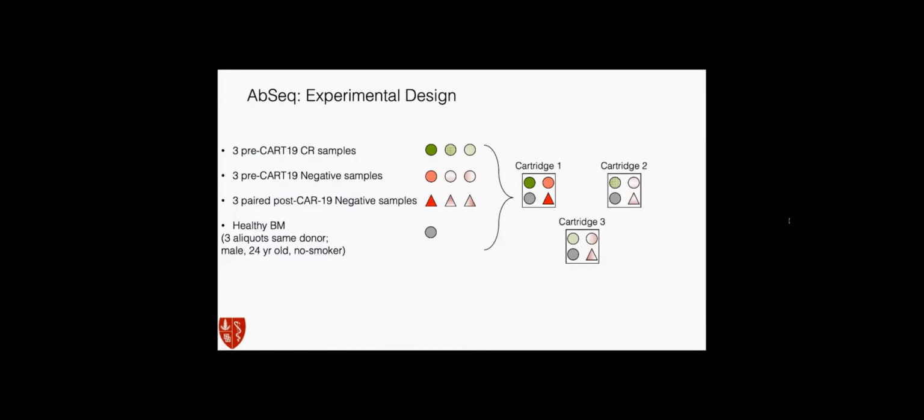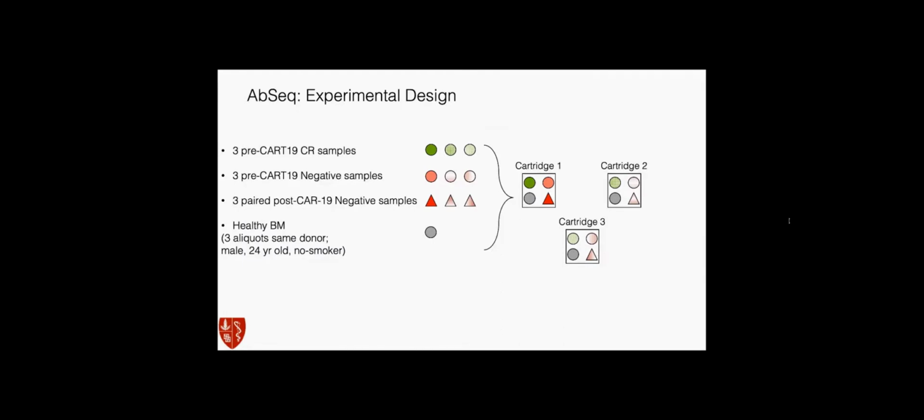So what we did is we did a total of 9 samples: 3 patients who before got their CAR and who ended up having a complete response, 3 patients who ended up having CD19-negative relapse, and then we have those paired from before and after, so pre-CAR and post the negative relapse. And as well, we have a healthy bone marrow that's been included on all of these cartridges.